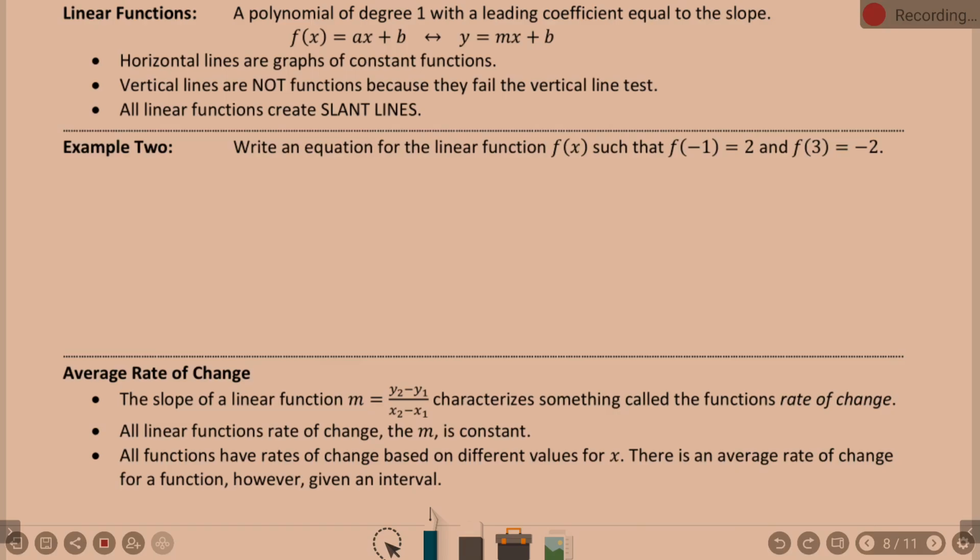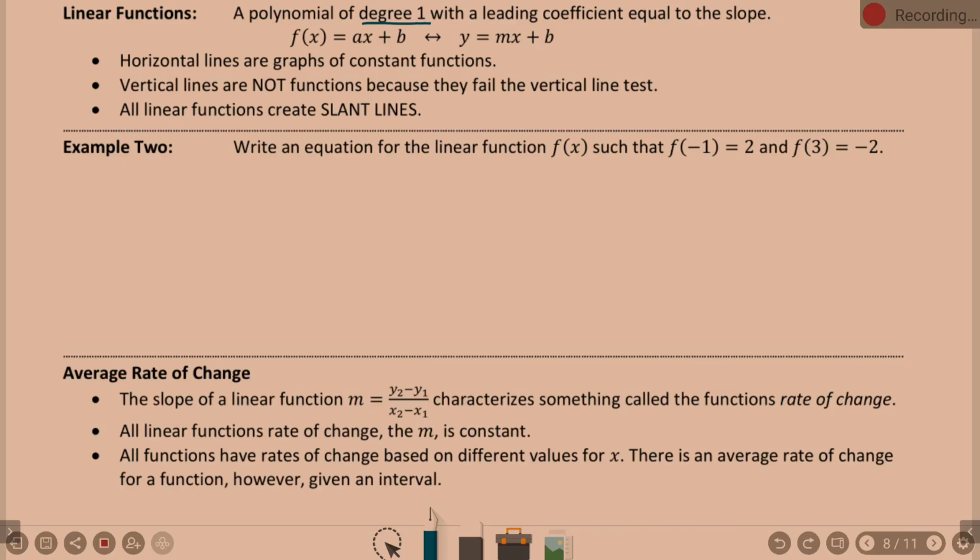Now, a couple of keys here. When we talk linear specifically, there is a degree of 1. Horizontal lines, they're linear in looks, aren't they? But they don't fall into linear functions because there's no x. It's just a constant number. So horizontal lines are graphs of constant functions, just a little special case there. It's not going to be considered a linear function. Vertical lines, well, they're not functions at all because they don't pass the vertical line test.